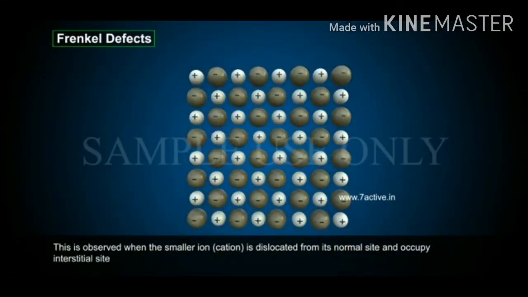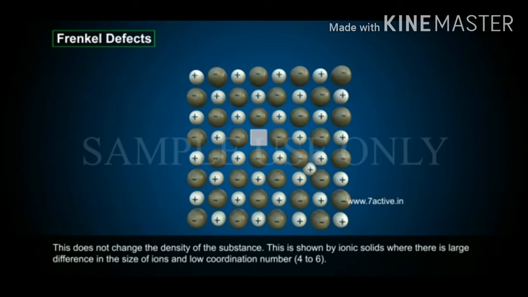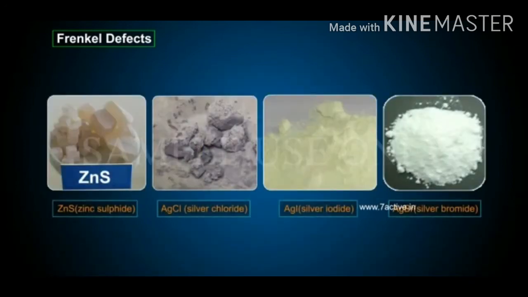Frenkel defect. This is observed when the smaller ion, meaning the cation, is dislocated from its normal site and occupies an interstitial site. This does not change the density of the substance. This is shown by ionic solids where there is a large difference in the size of ions and a low coordination number, which is 4 to 6. Examples: ZnS, zinc sulfide, AgCl, silver chloride, AgI, and silver bromide.